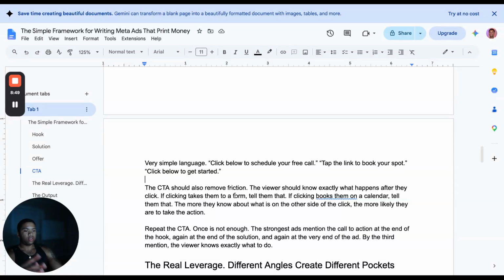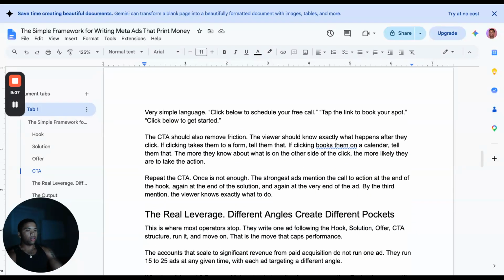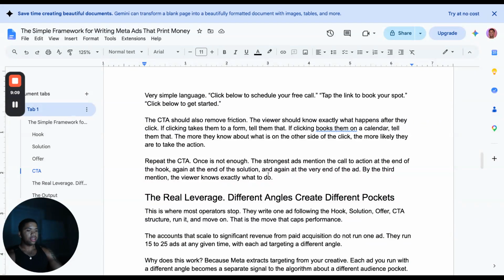If it's going to take them to your landing page and then they have to fill out a form, tell them that. If they're going to go to the landing page and there's a VSL that helps pre-frame them for the process and you want them to watch that first, tell them that. Just let them know what is on the other side of the click, and they're going to be more likely to take that action. And so, yeah, that's really how it works with this structure. The strongest ads sometimes mention the call to action at the end of the hook. Sometimes it really just depends on what you're offering.